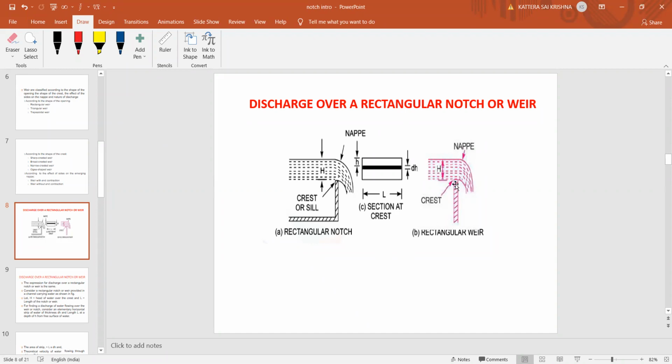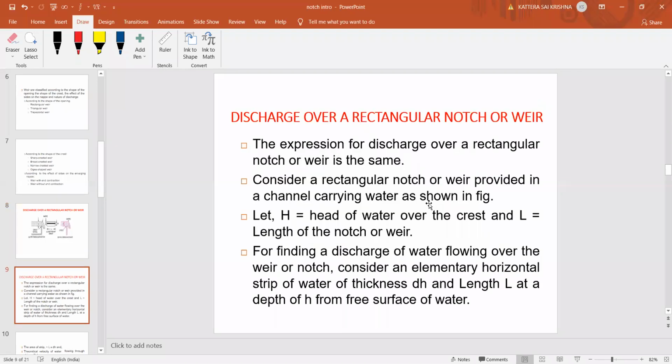If it is made of concrete, it is called a rectangular weir. So the discharge expressions can be calculated. The expression for discharge over a rectangular notch or weir is the same. Only the material is changing, but for the calculation, the expressions will be the same.